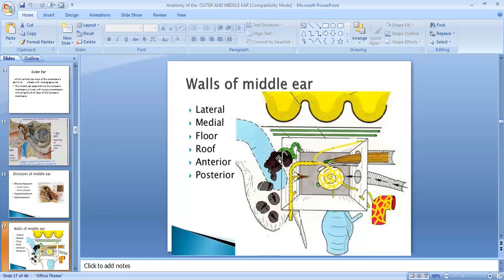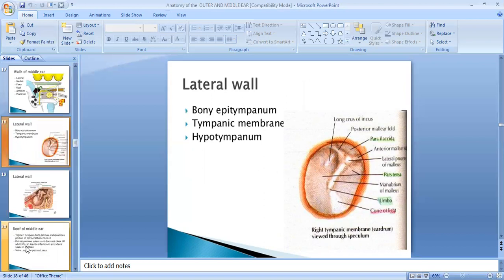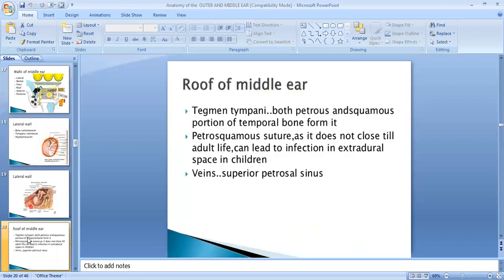Posterior wall is also known as the mastoid wall. It communicates with the mastoid air cells. And the lateral wall, as we know, is also known as the membranous wall because the lateral wall separates this middle ear from the tympanic membrane. So the lateral wall is actually the tympanic membrane. It separates this middle ear from the outer ear.